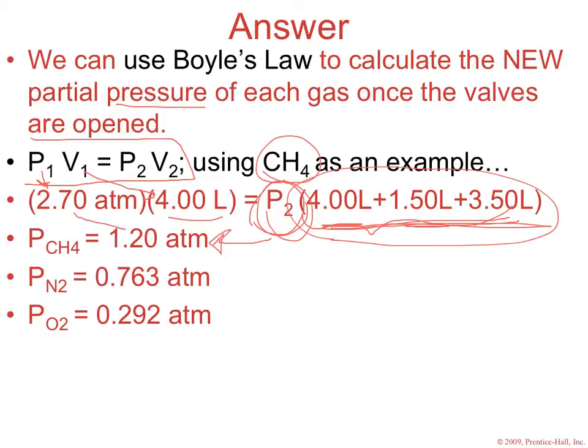Notice that the new pressure went down, it decreased. You would expect pressure to go down because volume increased quite a bit. We can do the same exercise for the other 2 gases, nitrogen and oxygen. Both of their pressures also go down. This problem asked us the new total pressure, and so the new total pressure would just be adding all of the partial pressures together.